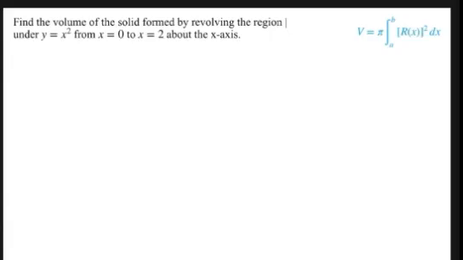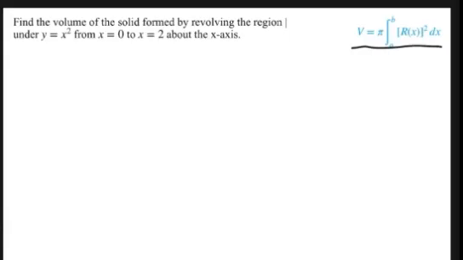So this first problem says find the volume of the solid formed by revolving the region under y equals x squared from x equals 0 to x equals 2 about the x-axis. So let's start with the most basic kind of volume problem. Since the region goes all the way down to the axis of rotation, there is no hole in the middle. That means that we use the disk method. The disk formula is shown on the top right.